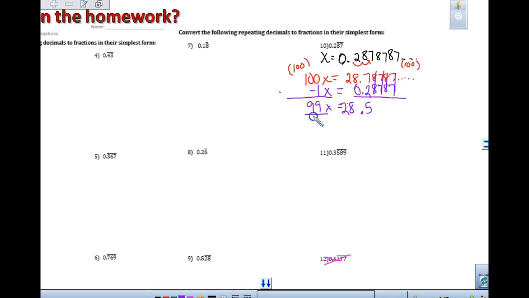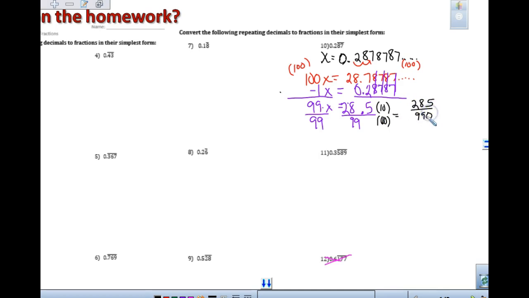To finish the problem, I'm going to divide by my coefficient of x. It was 99 times x. You guys solved equations last year. We write this as 99. But I cannot have a decimal in my answer. So even though I'd like to put 28.5 over 99, my last step is that I have to multiply both the numerator and denominator by 10 so that I do not have a decimal, and I get 285 divided by 990.